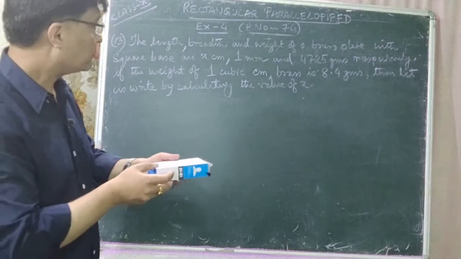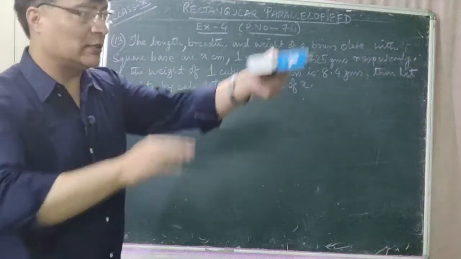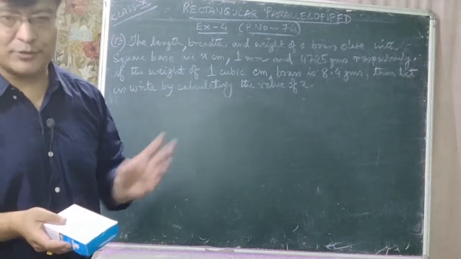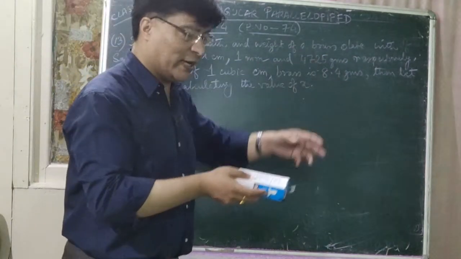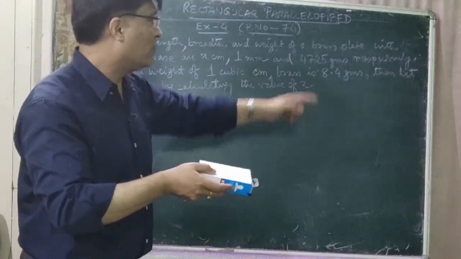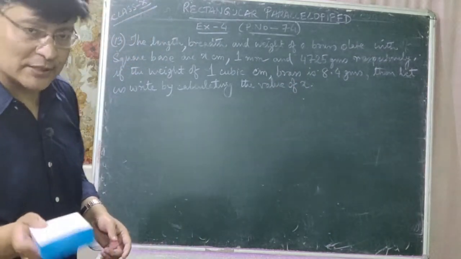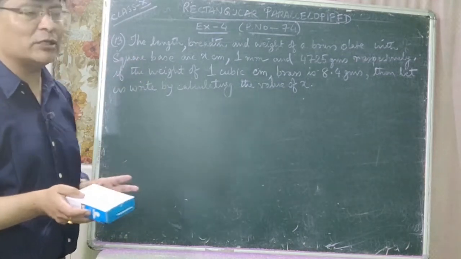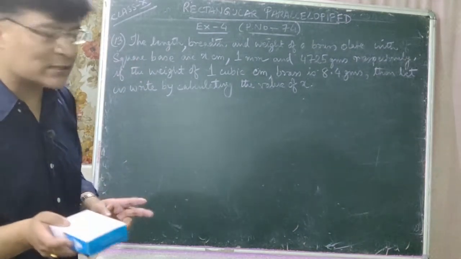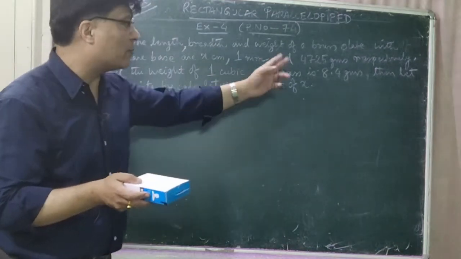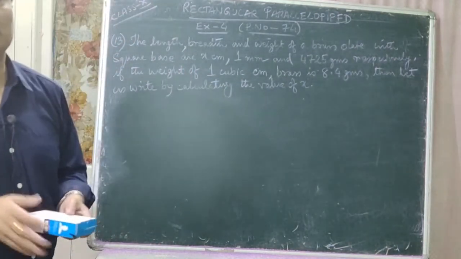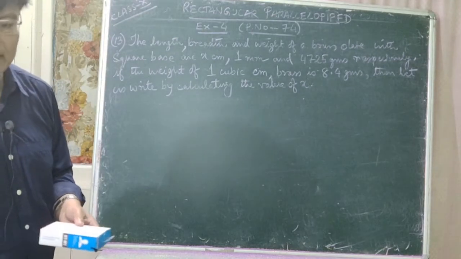बुझ्दैछ? अनि यो ब्रास प्लेटको वेट चाहिँ कति दिएको छ, 4725 ग्राम्स. Is that clear? Now in the question it is given that what is the weight of 1 cubic centimeter brass? Weight of 1 cubic centimeter brass is 8.4 grams. So let us write by calculating the value of x. Is that clear now?